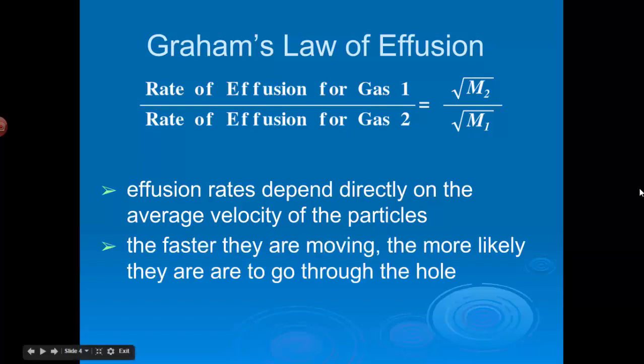Okay. So all of this is going to depend on the average velocity of the particles. The faster particles are moving, the more likely they are to go through that little pinhole. Right? If they're not moving as fast, they're not going to hit that area often enough to get through.